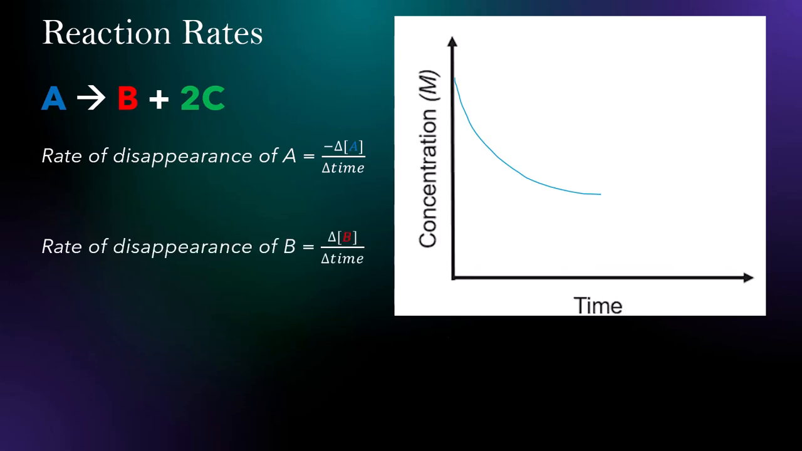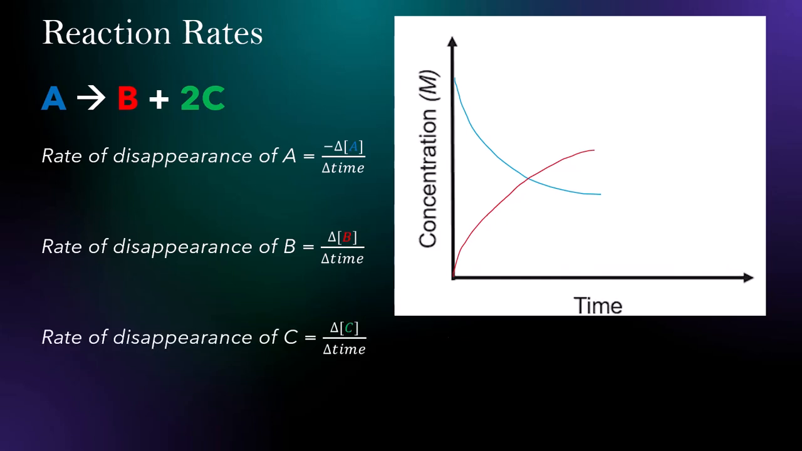So the rate of disappearance of B is going to be delta, the change in concentration of B over the change in time. And so when we look at that graphically, it makes sense that we have the concentration increasing over time, and they look pretty similar except they're just kind of flipped upside down. So they're changing at the same rate.